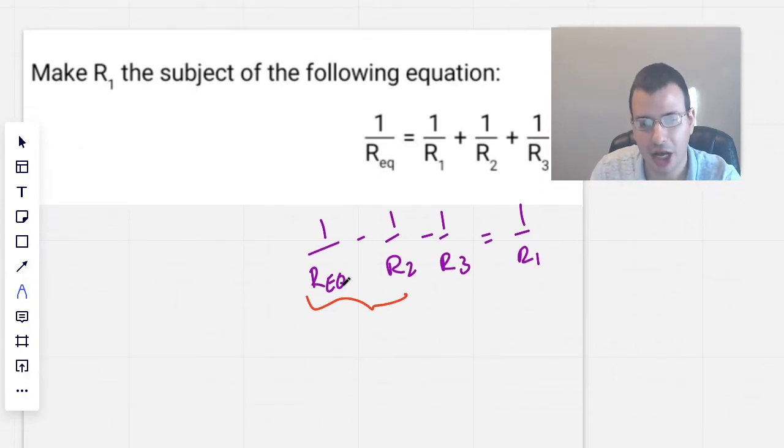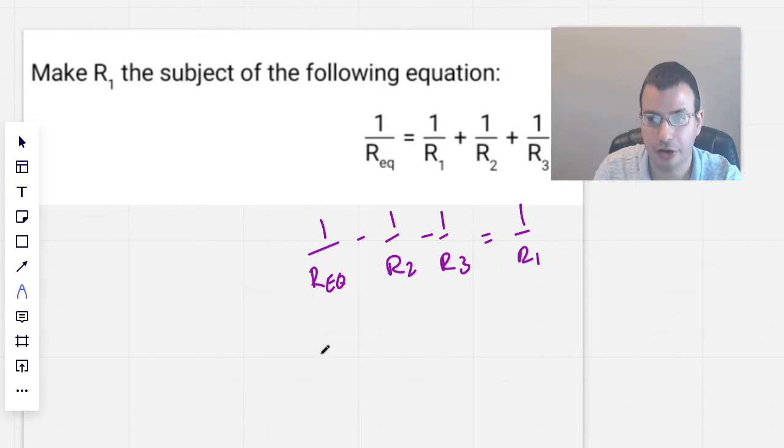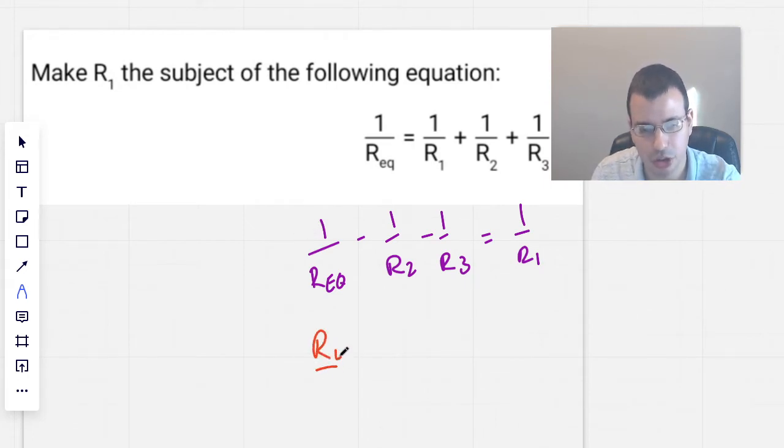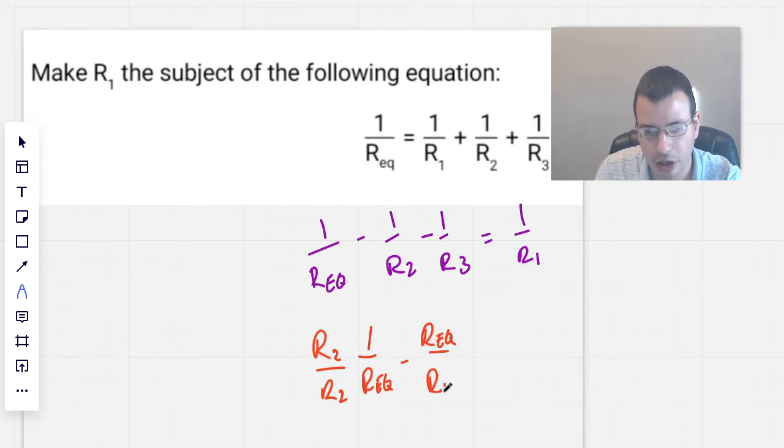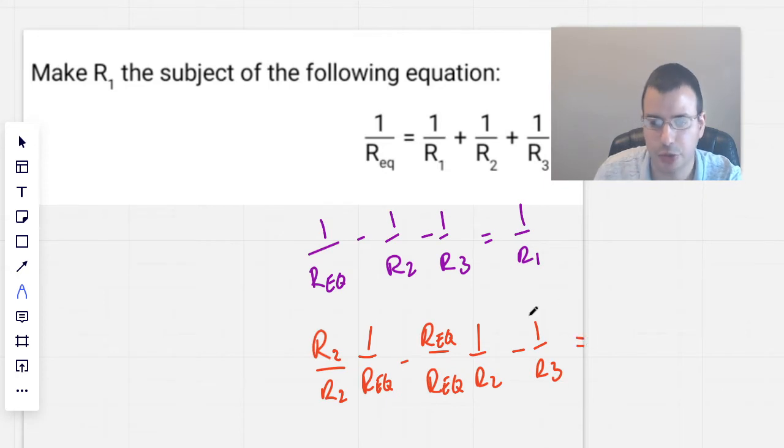So the idea here is you want a common denominator between R equivalent and R2. And there's two things you can pretty much always do in math, vaguely speaking. You can always multiply by 1, you can always add 0. So what we're going to do here is we're going to multiply this by effectively 1. So we're going to do R2 over R2, which is 1. Any number divided by itself is going to be 1, times 1 over R equivalent, minus, and then I'm going to do R equivalent over R equivalent, which is again 1, multiply this by the 1 over R2, and then I'll just leave the 1 over R3 over here. And that still equals 1 over R1.